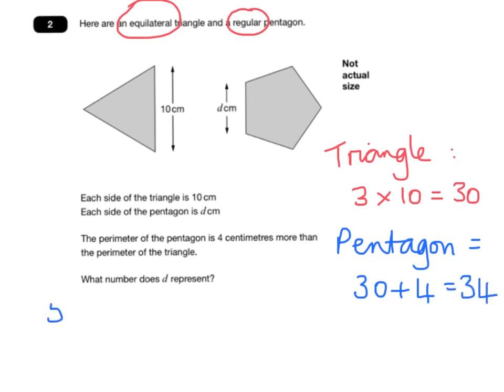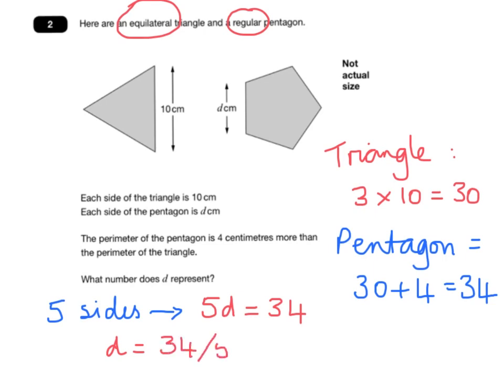Now there are 5 sides to a regular pentagon and they're all the same. So if one side is D, then the 5 sides will be 5 times D, or 5D, and we know that that equals 34 centimeters. Like all algebra, to get to D, we have to divide both sides by 5. So 34 over 5 will be 6.8 centimeters.